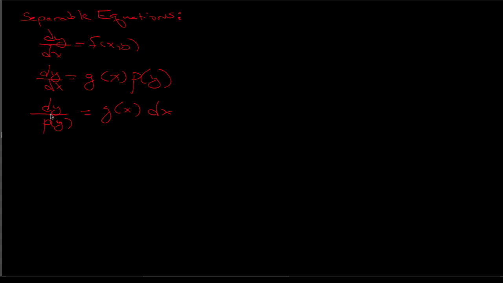And again, y and x is kind of our go-to notation for the dependent variable and the independent variable. This may change depending on the system that we're looking at, as variables change to better represent what we're doing. Now, a lot of notation will say that h of y is going to be equivalent to 1 over p of y. So this is h of y dy equals g of x dx.